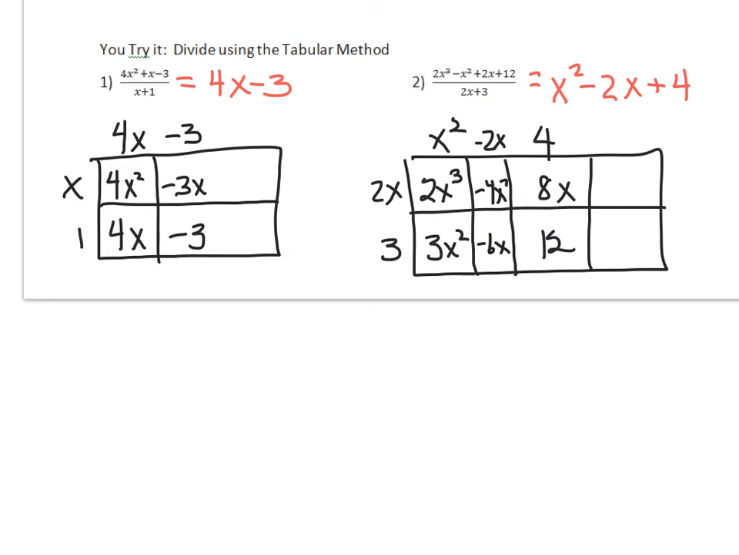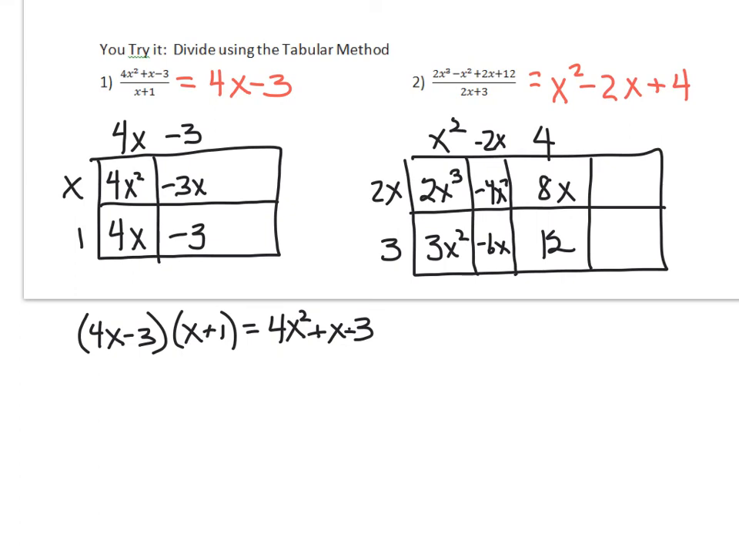What multiplies to give me negative 3x? So x has to be multiplied by negative 3. Negative 3 times x is negative 3x. Negative 3 times 1 is negative 3. So my quotient is 4x minus 3. Now again, if you think carefully about what that means, it means that if I take 4x minus 3 and multiply it by x plus 1, the product is going to be 4x squared plus x minus 3. And you could check that by doing double distribution or using a table.